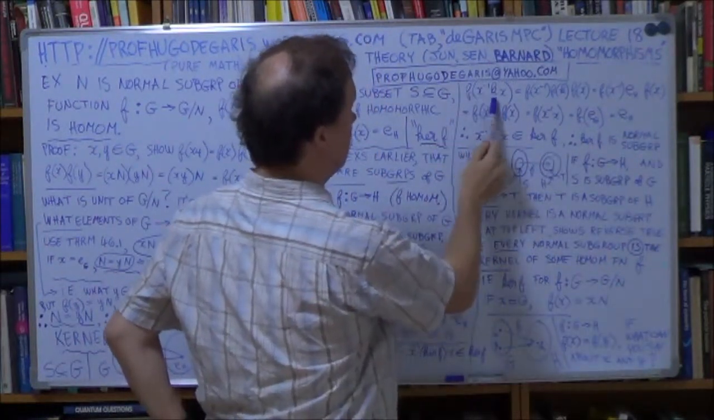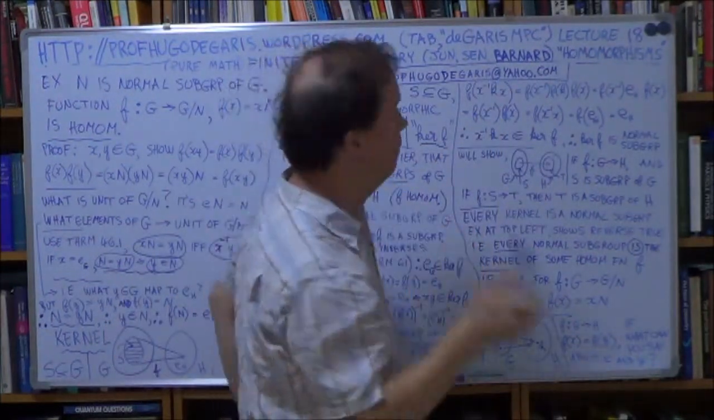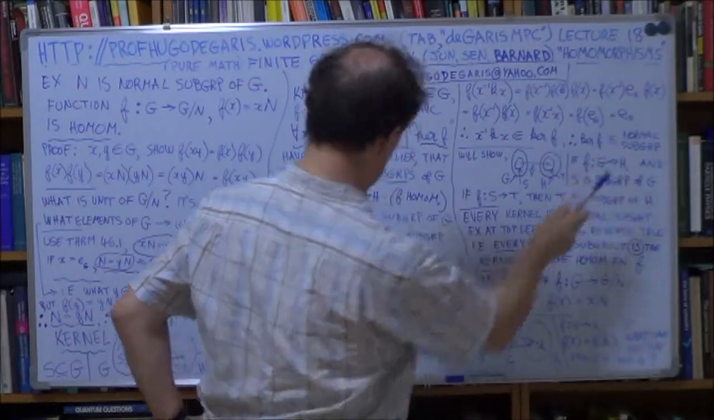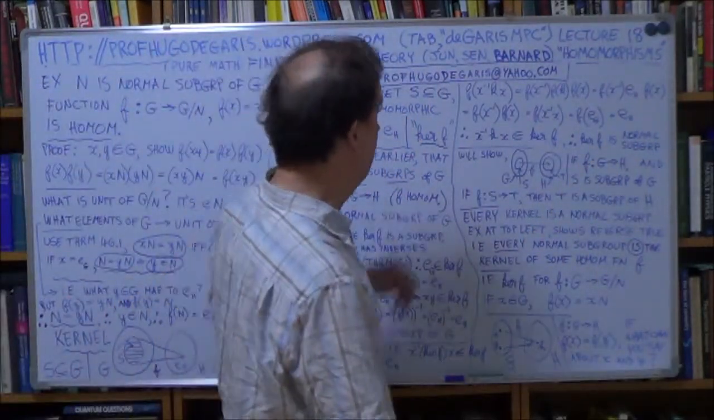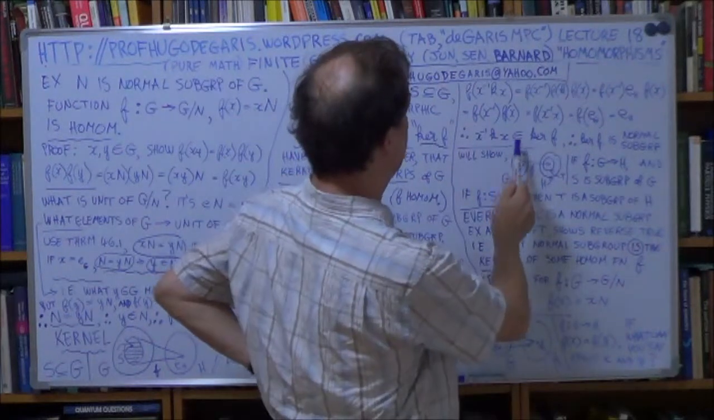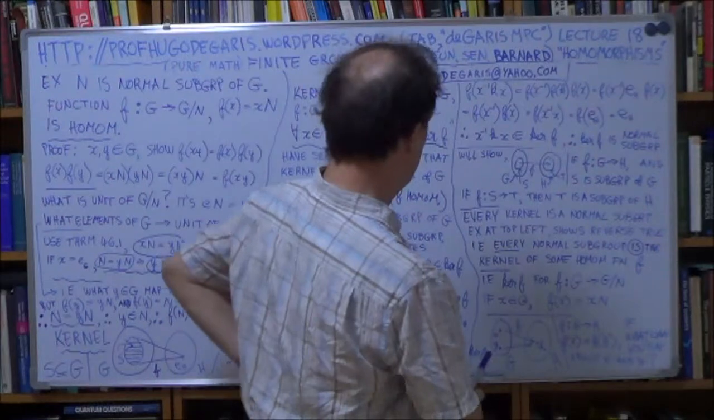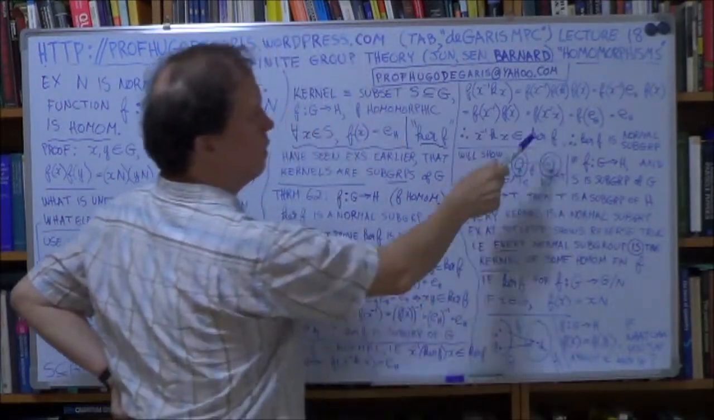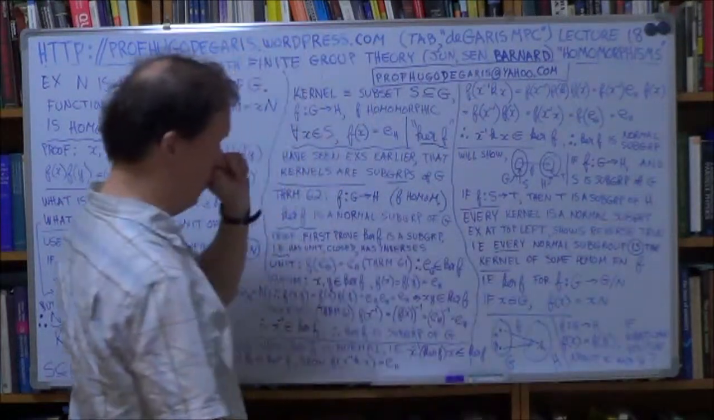So in summarizing, this equals this. That implies that this belongs to your kernel. Why? Because it maps to the unit of your H. So this belongs to your kernel, and that's what we needed to show, that the kernel is in fact a normal subgroup.